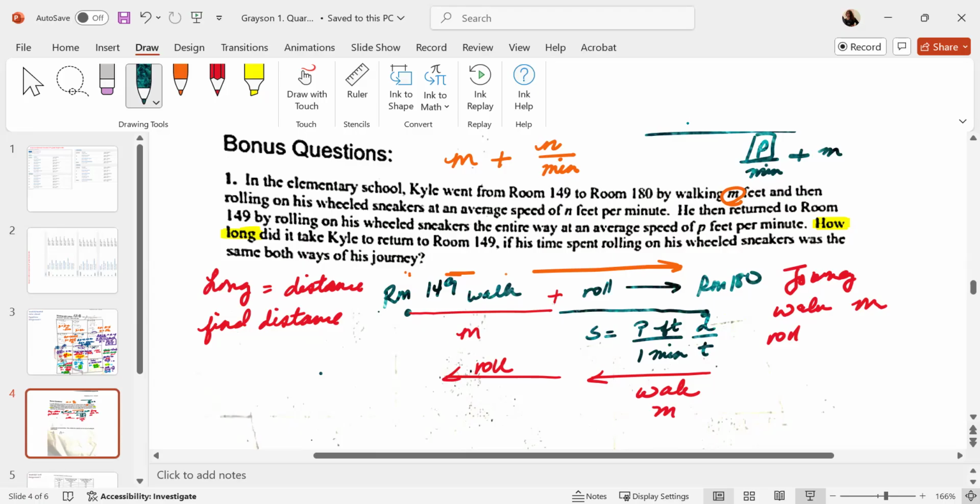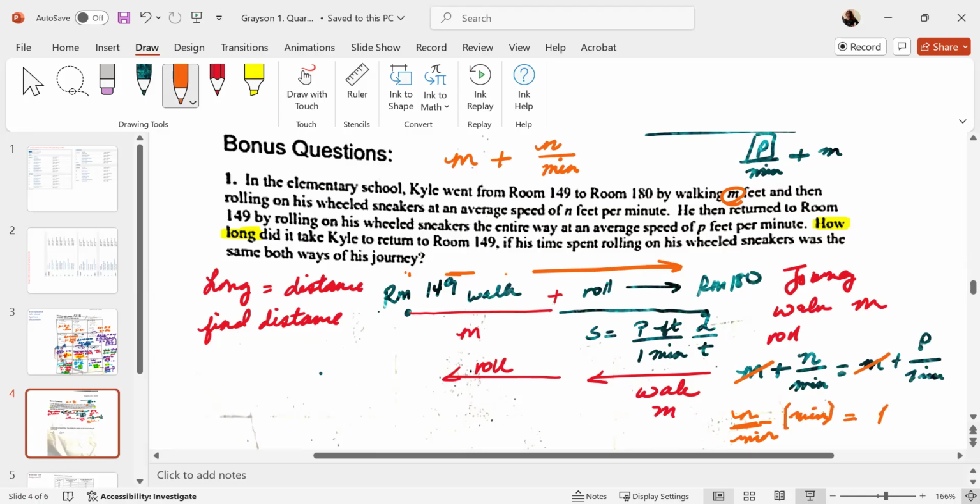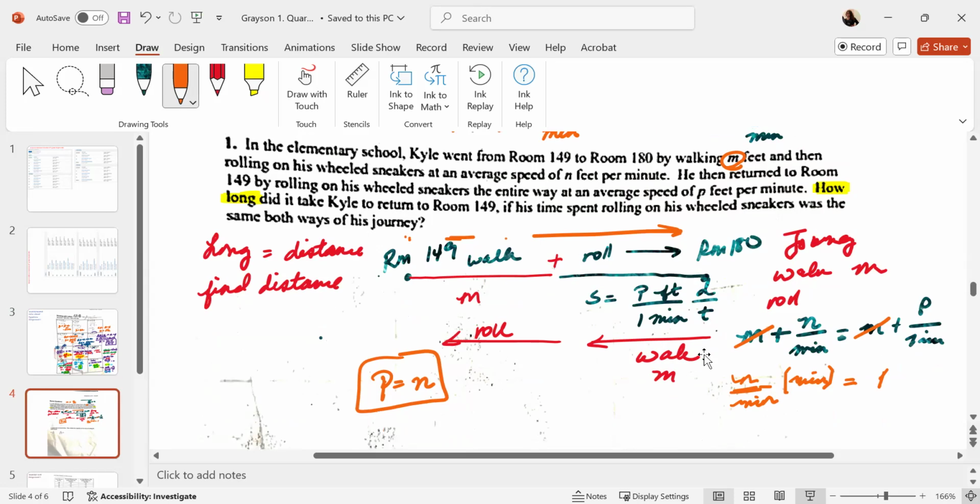Okay, so if I do M plus speed per minute equals the return, which is M plus P over minute, right? My job's to solve for P. So then I can cancel the M, right? And I'll have N over per minute times minute on both sides, equals P. So then P equals N is what I have. See if that works. Or not, I would suggest you ask AI. But that's how I would show the work.